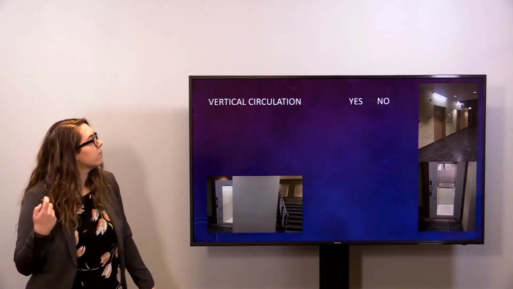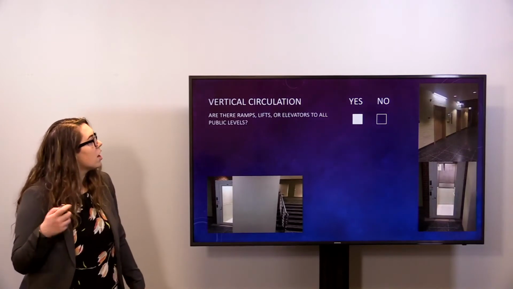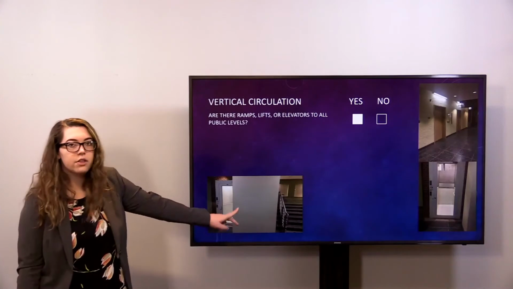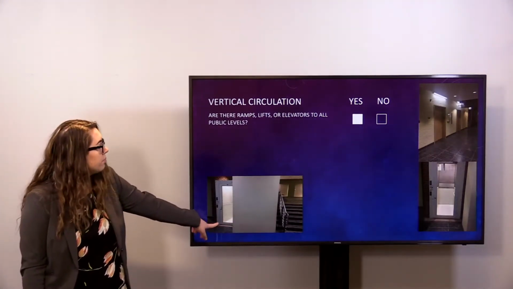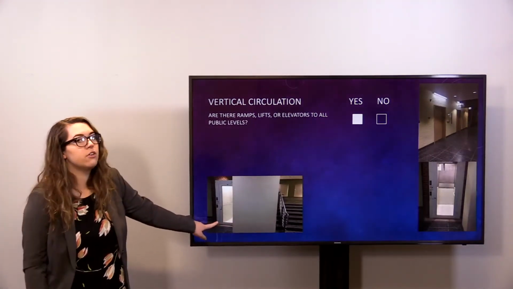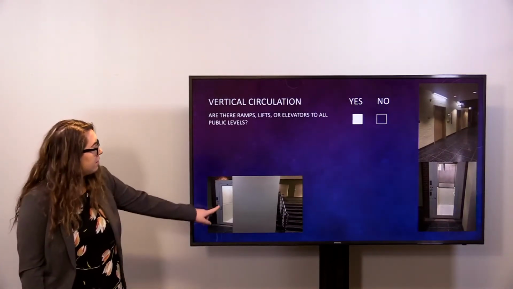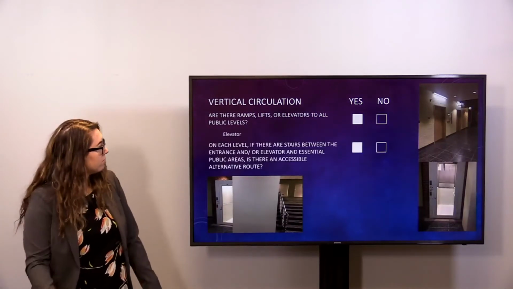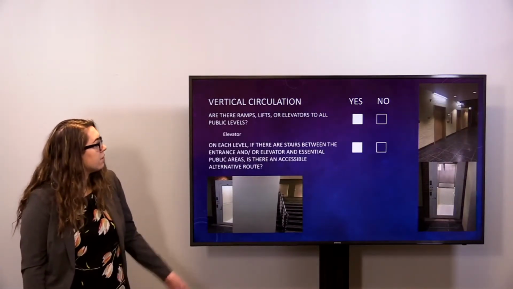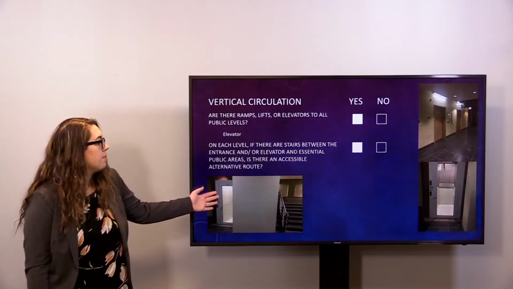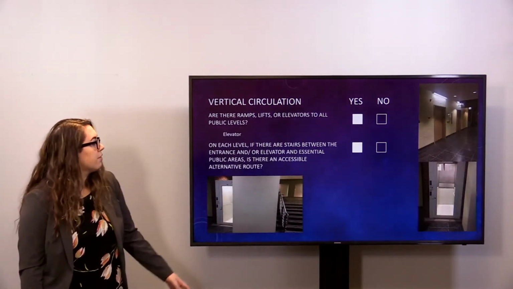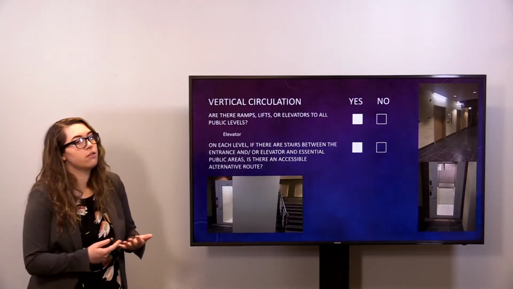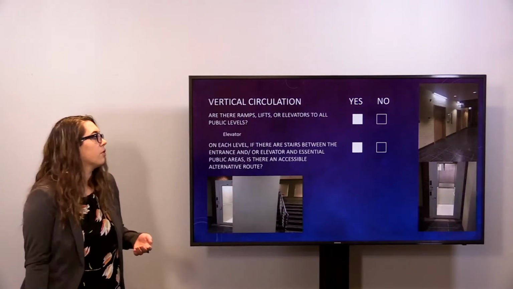And then finally, onto vertical circulation. Are there ramps, lifts, or elevators to all public levels? Yet again, this is really the only exception to the 3 main elevators that access all the other buildings, and then this elevator accesses this one lecture room located up here. On each level, if there are stairs, yet again, this is the alternative accessible route that is allowed. And then there's 3 elevators to all floors, so there's 3 accessible routes to every floor in the building.